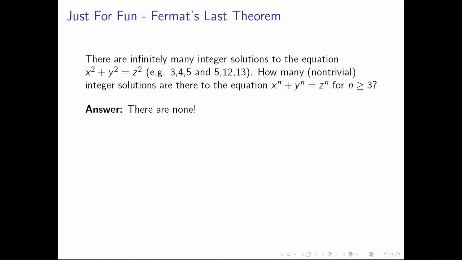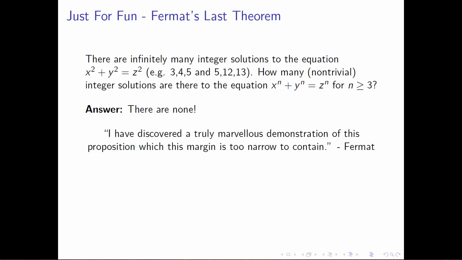So according to this fact, he knew of the integer solutions to the equation x squared plus y squared is z squared. He was interested in the question x to the n plus y to the n equals z to the n, where n is arbitrary, greater than or equal to 3. And apparently he thought about the problem and jotted down in the margin of one of his books this marvelous quotation that has now gone down in history. I have discovered a truly marvelous demonstration of this proposition, which this margin is too narrow to contain.